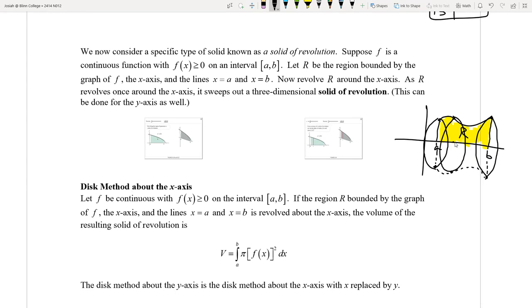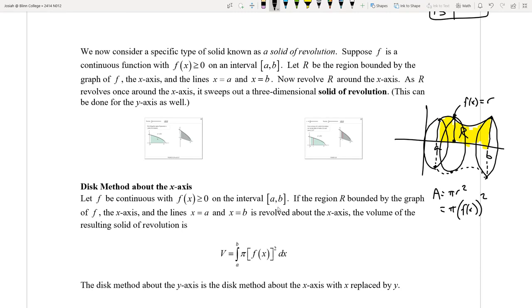So we notice that the radius of one of these circles, which is important for finding the cross-sectional area, is just the function height. And so if we're finding the area, it should be pi r squared. And so we replace r with f of x. And that's our area. And so we are just integrating from a to b the function squared times pi. That's pi r squared.